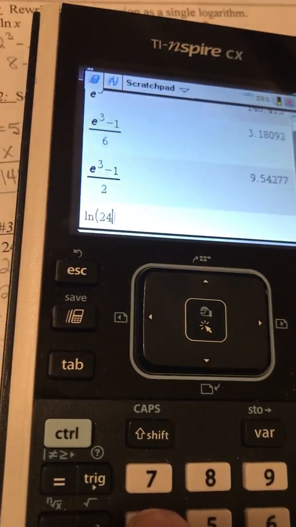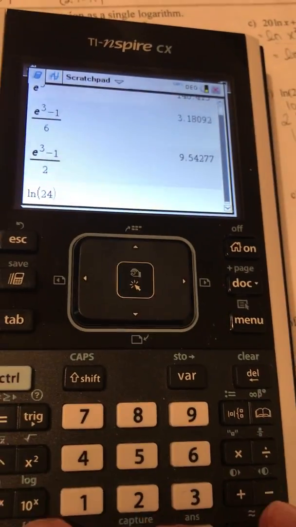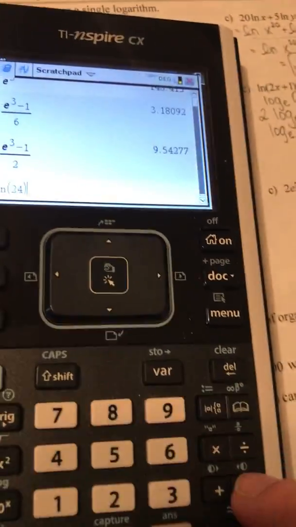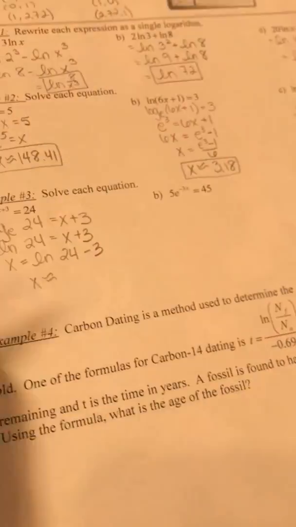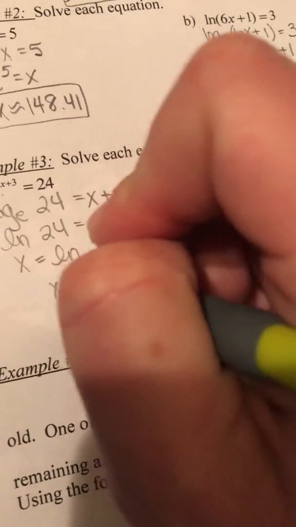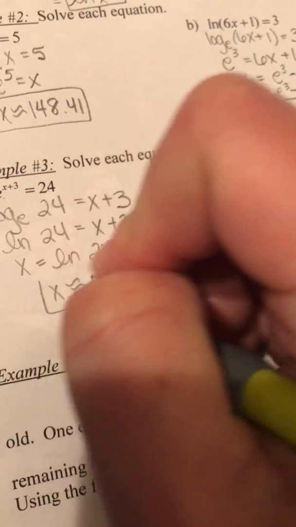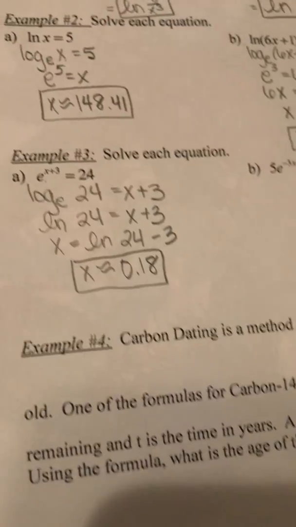So go ahead and press natural log of 24. Whoops, sorry guys. My calculator prompts me for a parenthesis, and then I'm going to subtract 3 from that value. You should get approximately 0.18. And don't forget to approximate your equal sign.